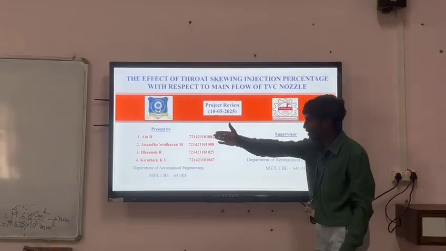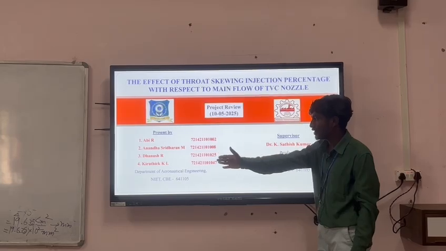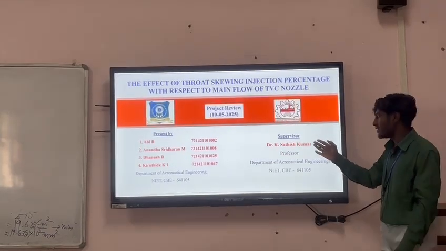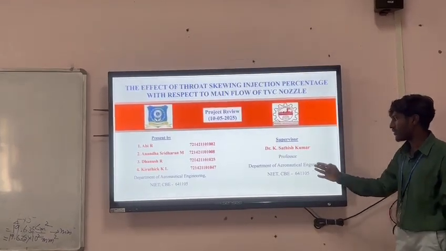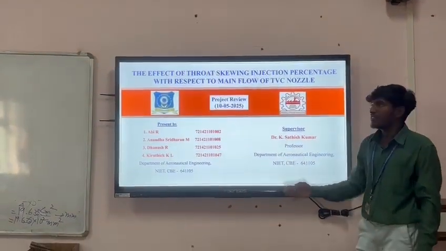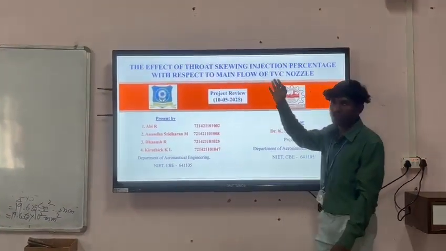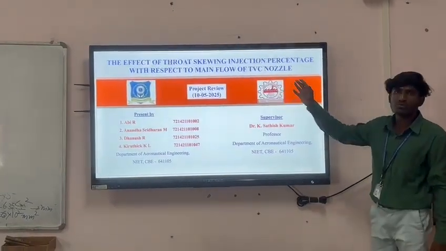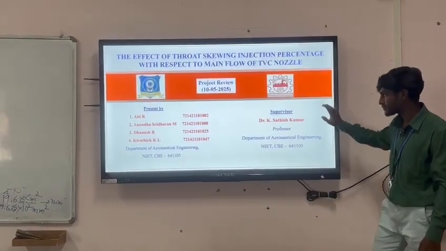This is our project mate, Abhi, Ananda Sridharan, Dhanush, Kritik. This is our mentor, Dr. K. Satish, Professor of the Department of Aeronautical Engineering in Air Institute of Engineering and Technology. This is our topic: the effect of thrust skewing injection percentage with respect to the main flow of a TVC nozzle.